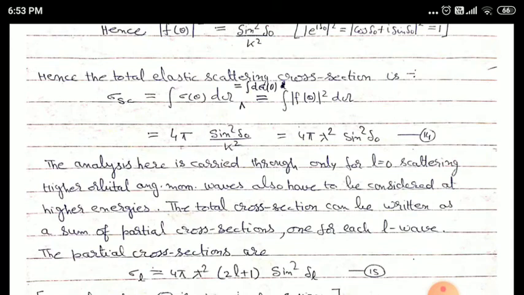The analysis here is carried through only for L equal to 0 scattering. Higher orbital angular momentum waves also have to be considered at higher energies. The total cross section can be written as a sum of partial cross sections if we consider at higher energy that all the scattering waves consist of all the partial waves corresponding to different orbital angular momenta. Then the above equation becomes sigma L equal to 4 pi lambda cross square multiplied by (2l plus 1) multiplied by sin square delta l.